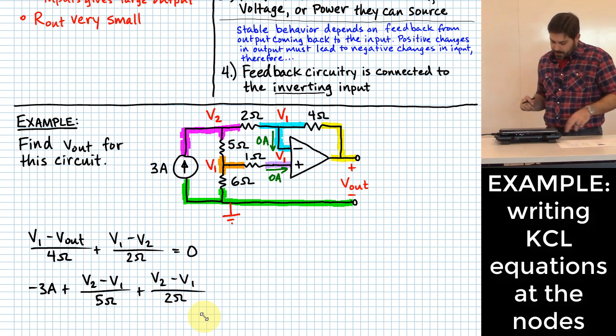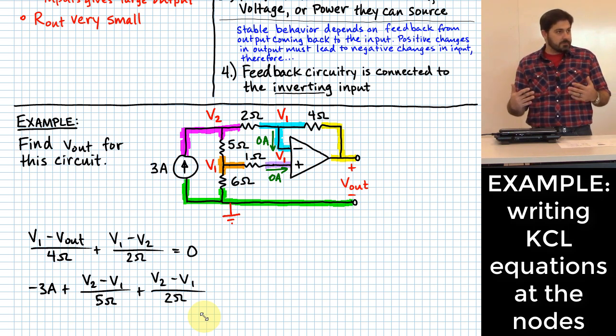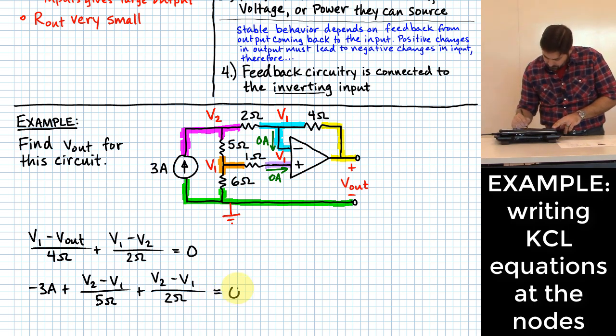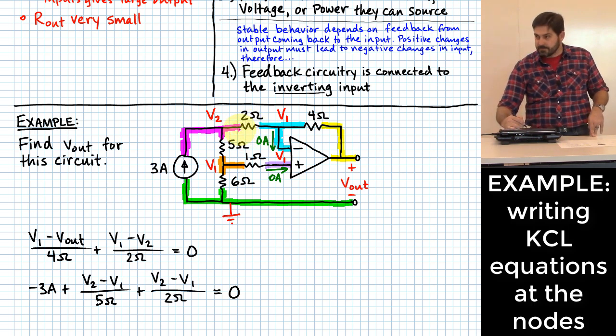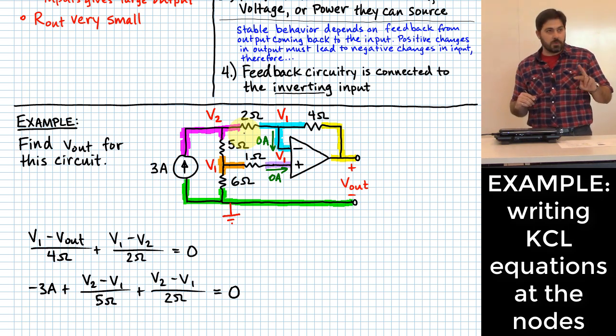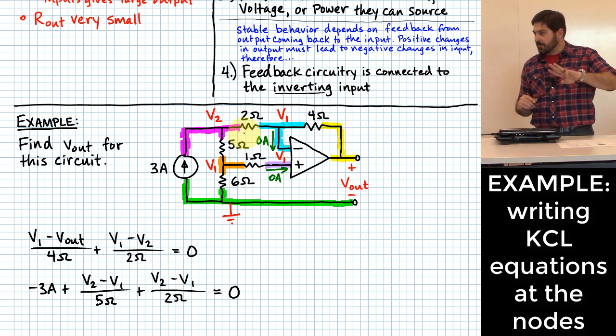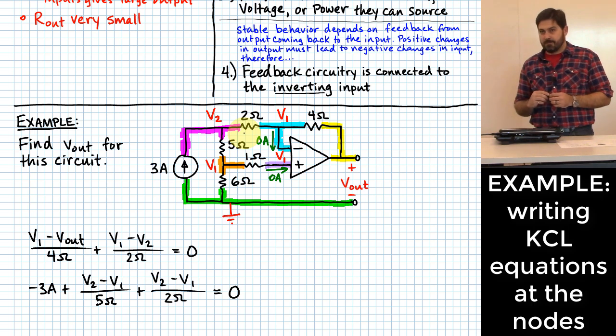All right? Any other places where I can have current coming in or out of that node? Okay? Talking about the purple node, I dealt with the 3 amps, I dealt with the 5 ohm resistor, and I dealt with the 2 ohm resistor. So that's it for that node. Okay? Now, is this solvable yet? I've got 2 equations. How many unknowns? 3. So that kind of creates a little bit of an issue for me, that I've got 2 equations and 3 unknowns. But do I have any more equations I can write?